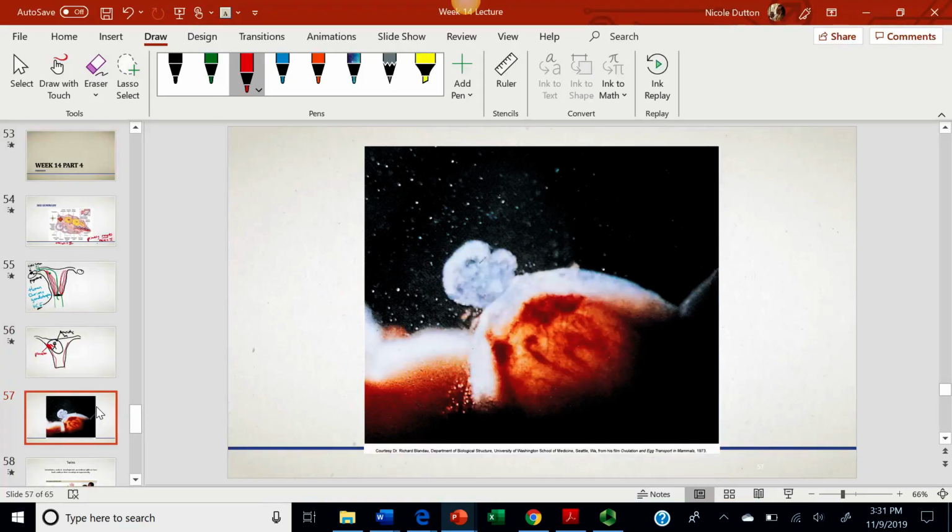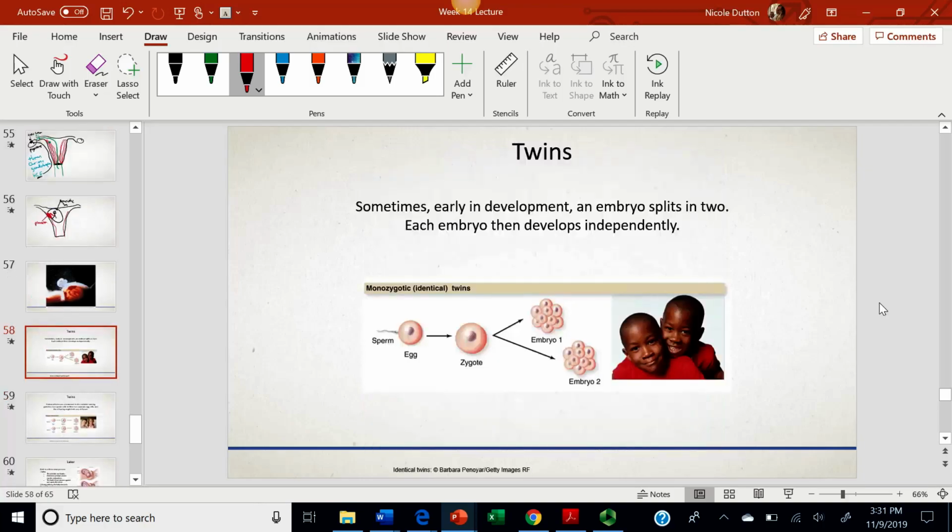So just some things to wrap up this lecture. Here is a picture of the ova after ovulation. So this is the egg that's actually been released from the ovary. Twins. So how do twins happen?